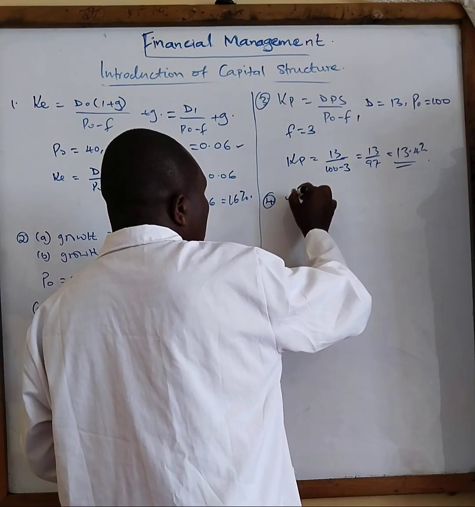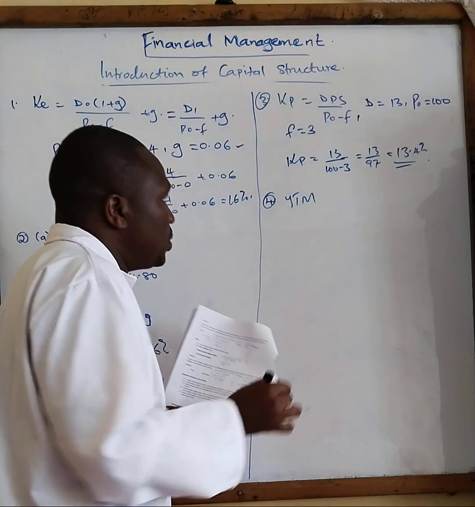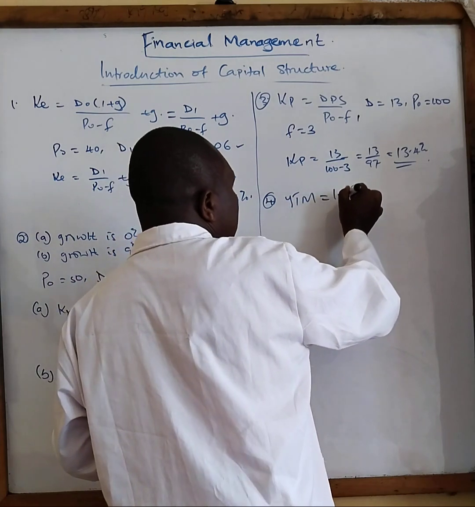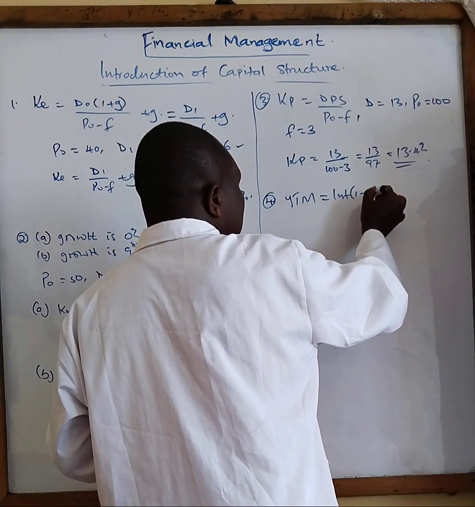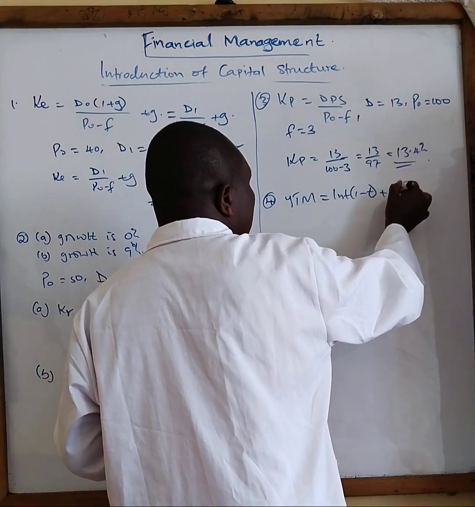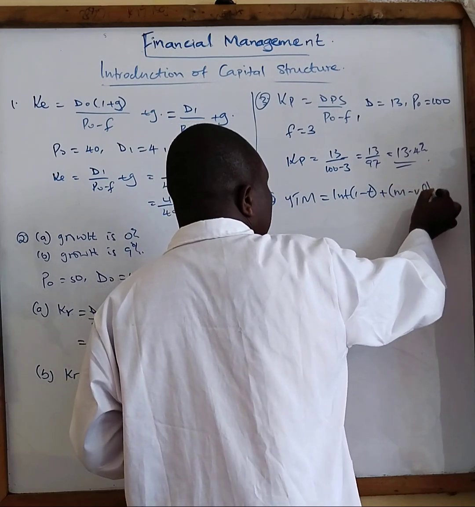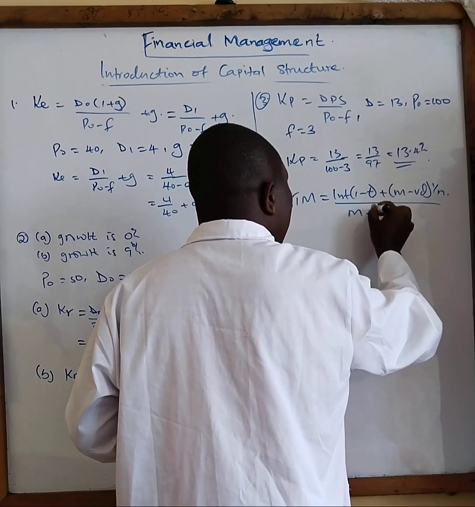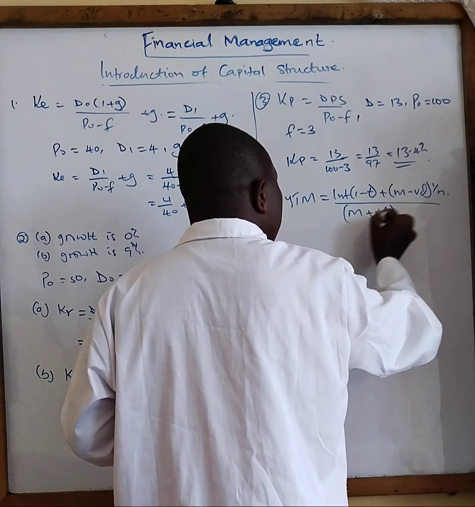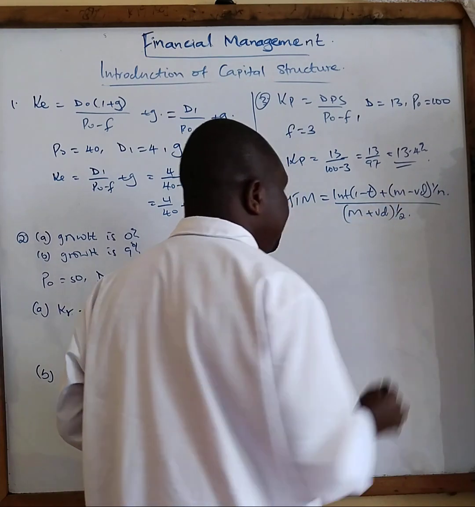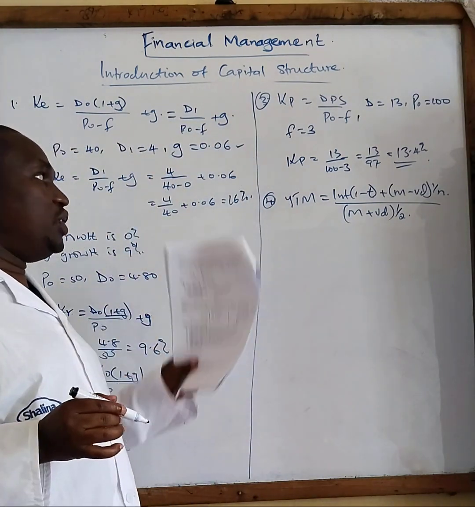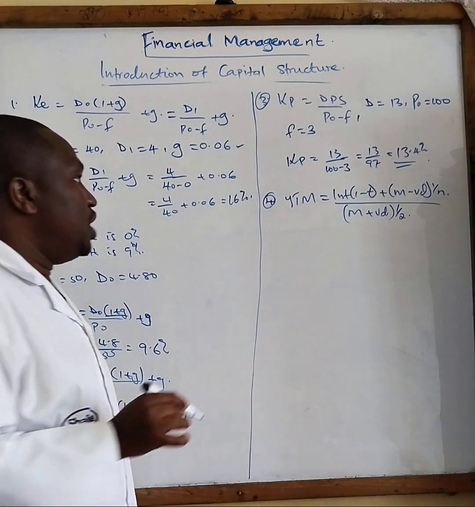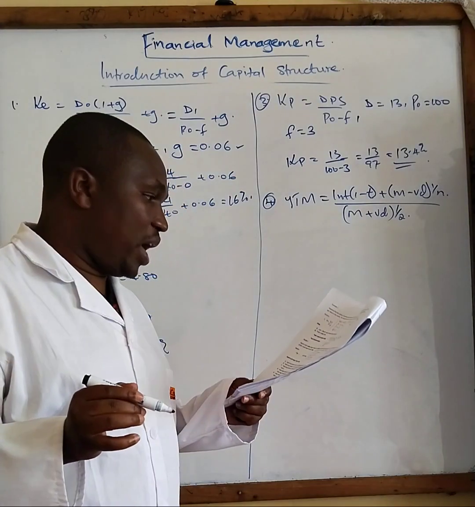So we say yield to maturity, which is now for redeemable debt, is given by Int into brackets 1 minus t, plus into brackets M minus value of debt, 1 over n. Then you divide everything by M plus value of the debt, then 1 over 2. Once you have written your formula down like that, you come and underline the question one by one.